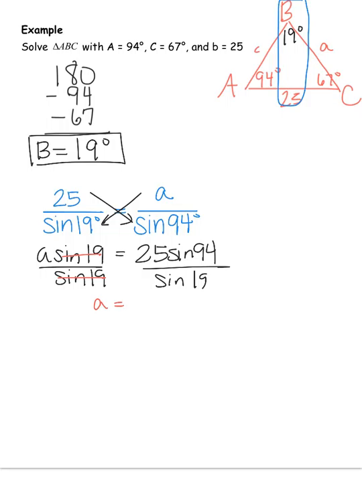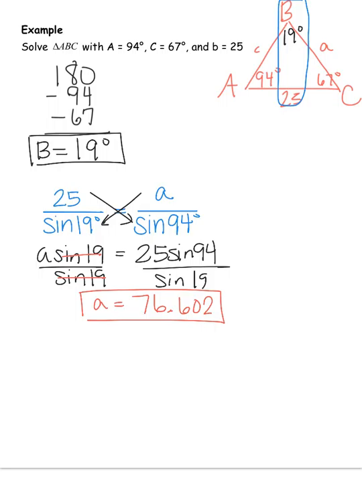Be careful to check that you're in degree mode. On a Casio, you hit Shift and Menu to see what your mode is. And on a TI, you just press the mode button to check. The other thing to watch out for when you type that in, 25 times the sine of 94, make sure you hit equals so that it'll stop calculating right then, then hit divide by the sine of 19. So 76.602 units.